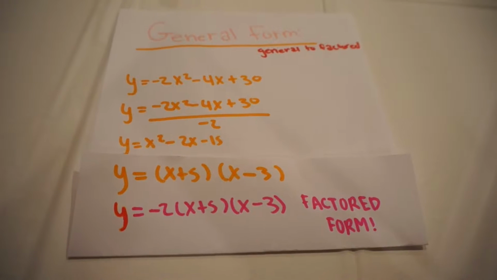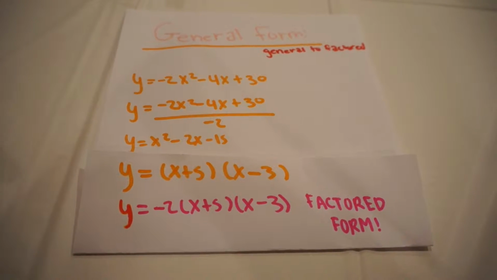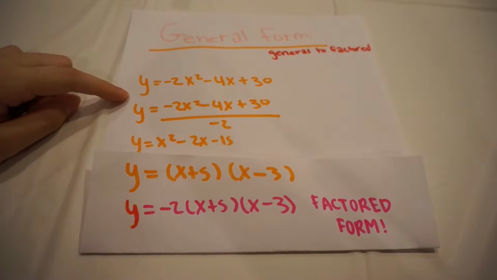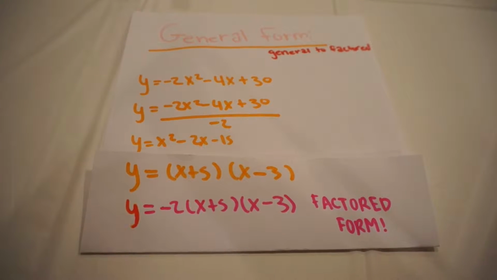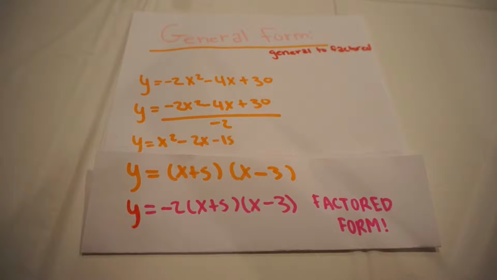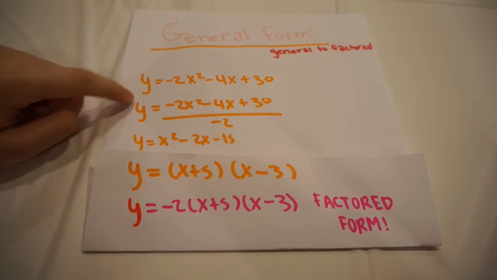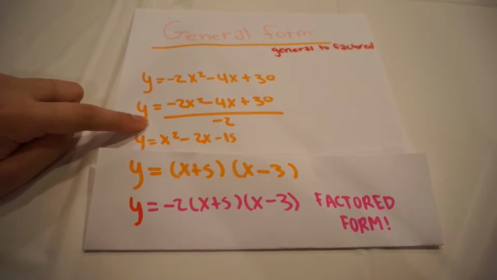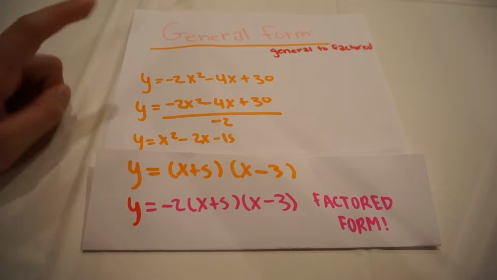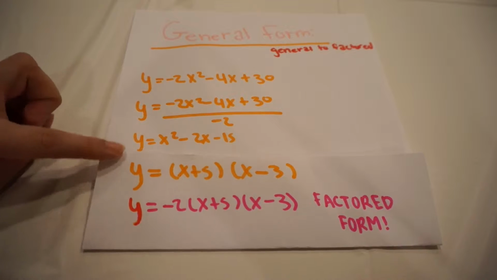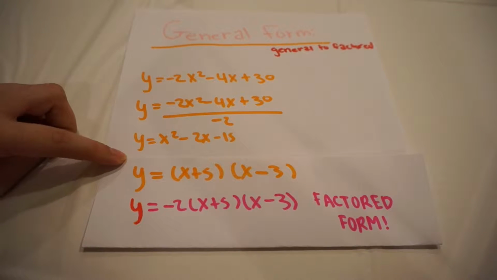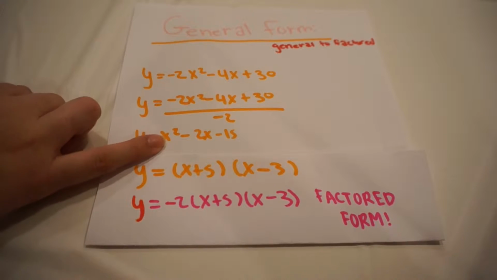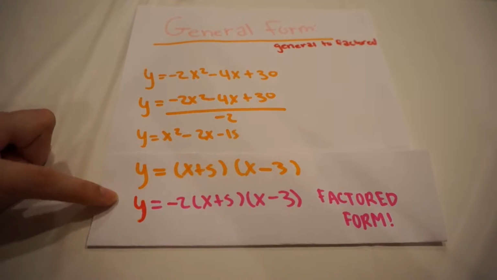First, we will convert from general form to factored form. So we're going to start with our general form equation, which is y equals negative 2x squared minus 4x plus 30. Then we will divide negative 2 out of it, which will make our equation easier to deal with. So by taking negative 2 out, our new equation is y equals x squared minus 2x minus 15.